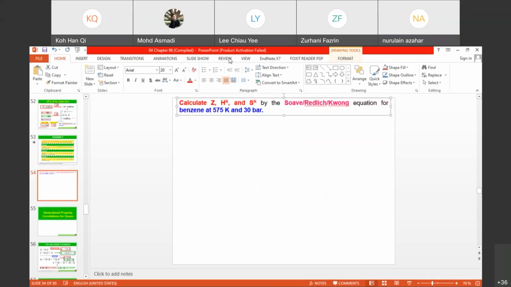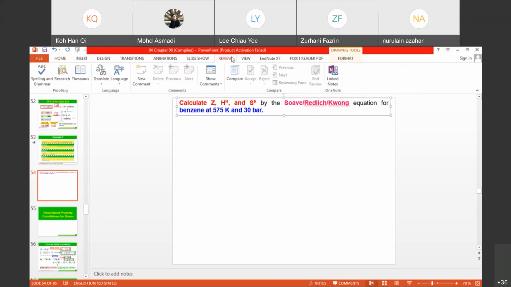So first thing is, of course, you have to refer to table 3.1 to determine the epsilon, sigma, and so on. So the first step is epsilon, sigma. Next one.